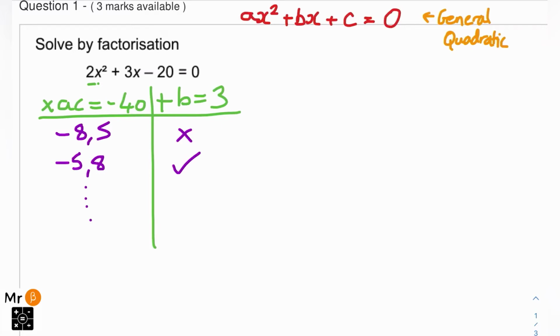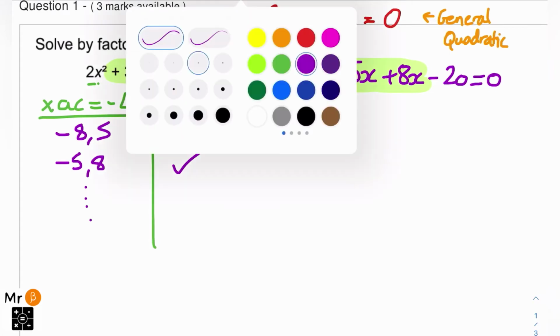Once you've worked out that pair, you now need to rewrite the quadratic, but instead of writing 3x, you're going to write your 2 answers. So you can see here our question hasn't changed because negative 5x plus 8x is exactly the same as the 3x. We've just changed the way it looks.